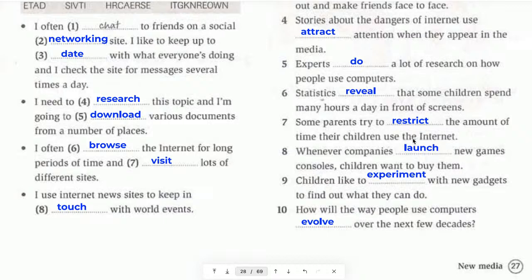Yes, whenever companies launch new games consoles, children want to buy them. Number 9. Children like to experiment with new gadgets to find out what they can do. Children like to experiment with new gadgets to find out what they can do. Okay. 10. Decades. Yeah, how will the way people use computers evolve over the next few decades? Okay.